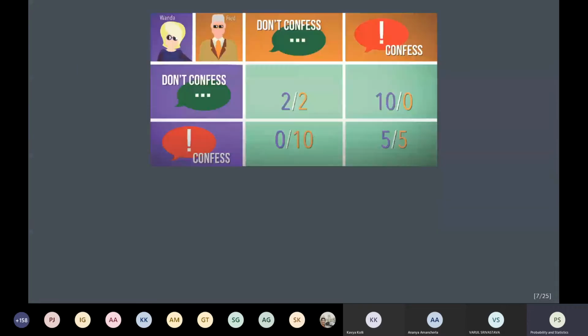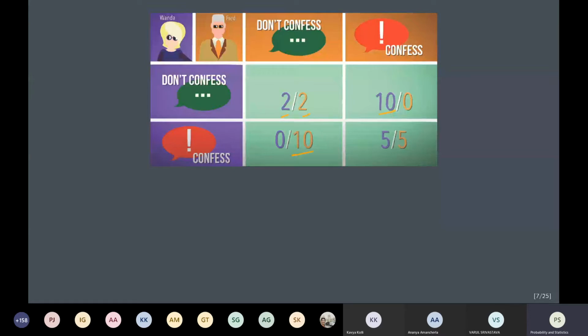This is the table that we can make for Wanda and Fred. If both don't confess, then 2 years each. If one confesses and the other doesn't, then 10 years.